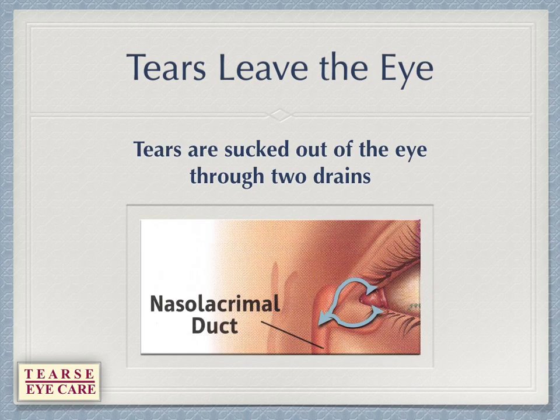Now that we've reviewed the 3 layers of the tear film, let's talk about where the tears go. They go down two small drains that are located next to your nose, and every time you blink, it activates the suction pump that sucks these tears down into your nose.